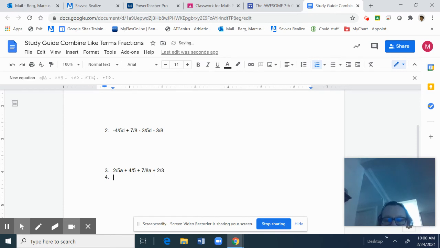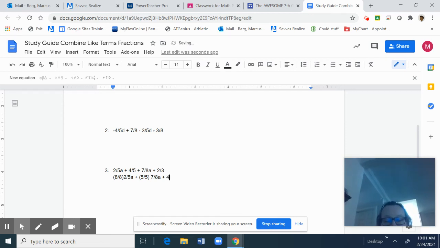So we're going to take 2/5 a, and we're going to multiply this by the denominator of the other one, 7/8. So I'm going to multiply the numerator by 8 and the denominator by 8. I'm going to take the 7/8 a, and I'm going to multiply it by the other denominator. So that's a 5 down here. We did this in the beginning of the year. We did this last year. This is how you add and subtract with fractions.